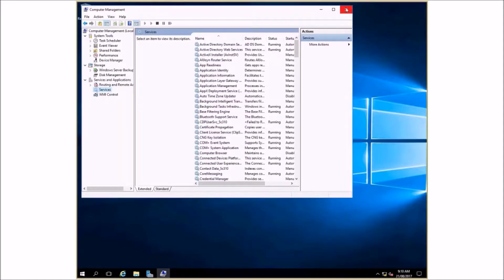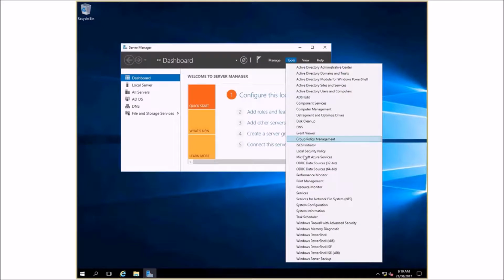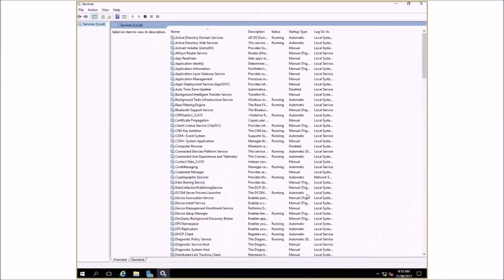Another way would be from the server manager, going to tools, launching the services management console, and this is just by itself, whereas that computer management is an MMC which has got a whole heap of other tools all bundled together. So if we look at some of these services, guys, you can see that there's a whole heap of services, some of which we could just easily look at and understand, some of which we probably have no idea what they do.